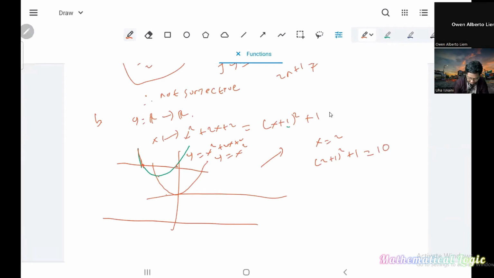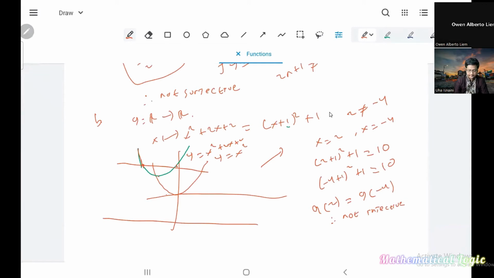And then what again? How to get this one to become minus 3? Because this one is 3 squared, right? 3 squared and minus 3 squared are the same. So I have minus 4 plus 1 squared plus 1, which is equal to 10 also. So x is equal to minus 4. So 2 is not the same as minus 4, but when we have it like this, we have g(2) is the same as g(minus 4). So this one is not injective.